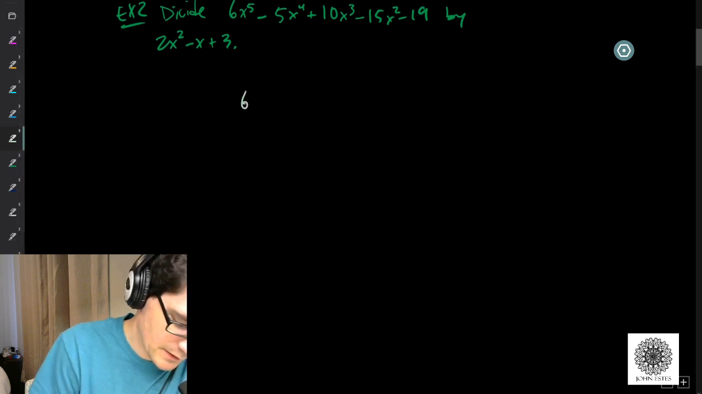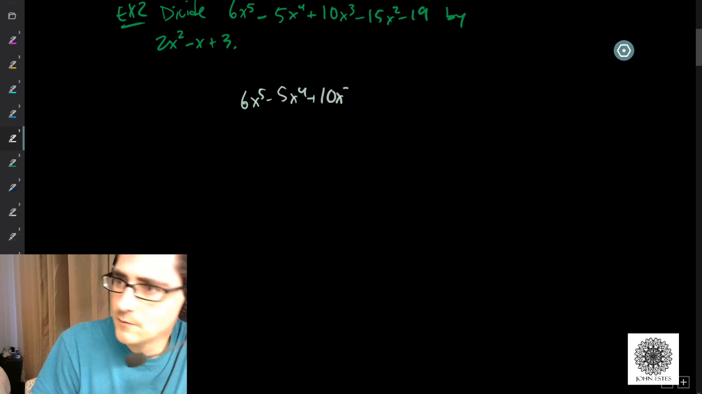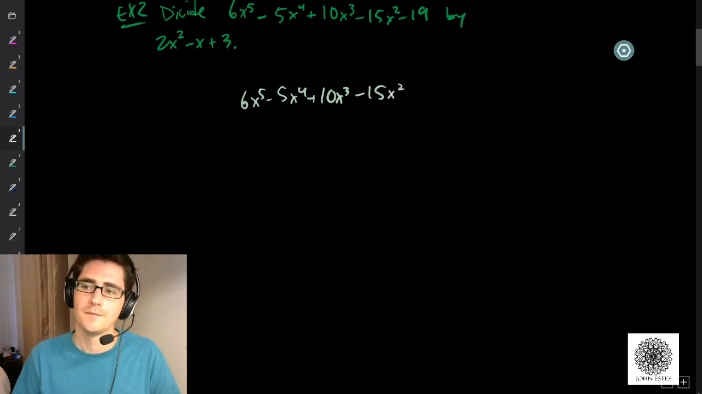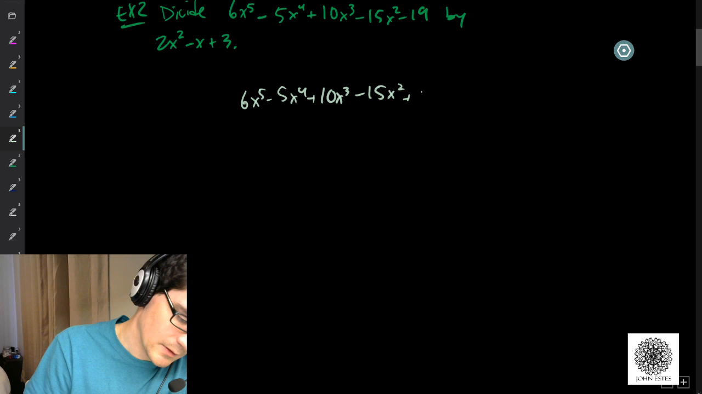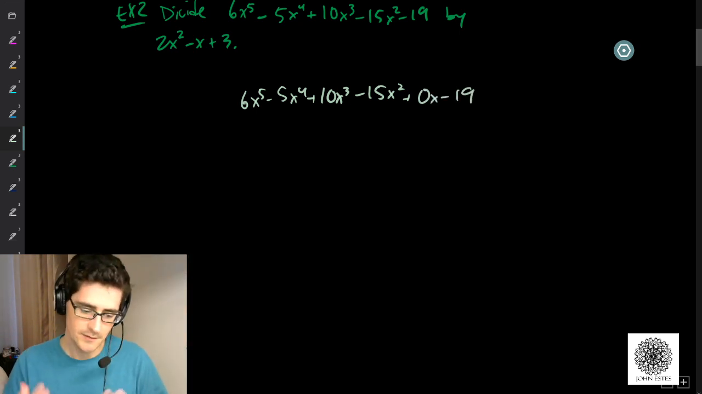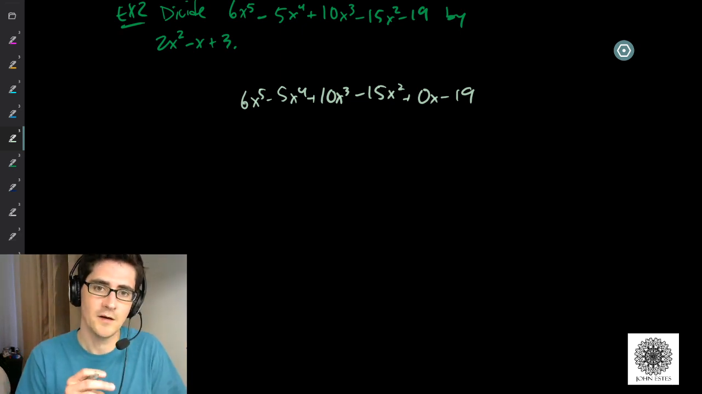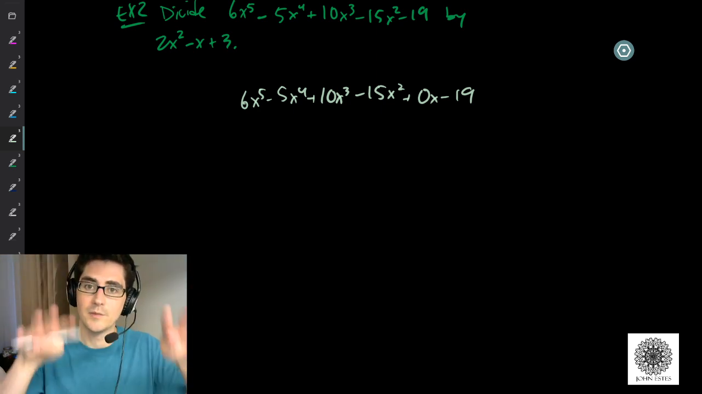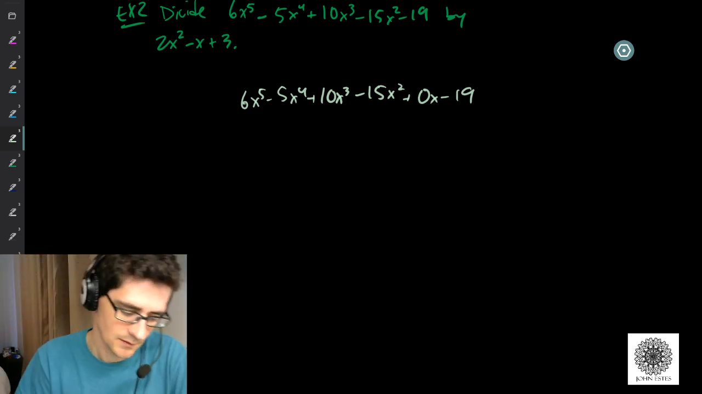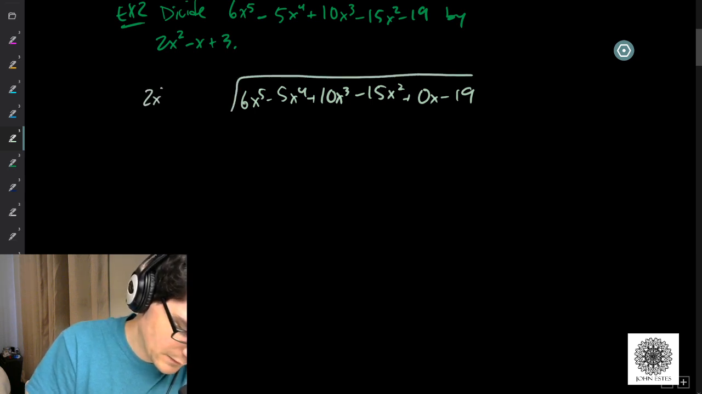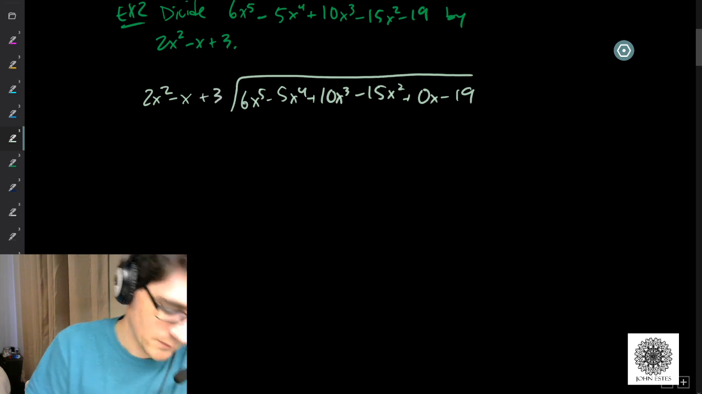So first we're going to write it 6x to the 5th minus 5x to the 4th plus 10x cubed minus 15x squared. I don't have an x term. There's no x term. So I'm going to put it in because it's going to help me keep my work in order. So I'm going to put in 0x minus 19. And again, I did that because it's going to help me keep my work lined up appropriately, kind of like columns. All right. And I'm dividing by 2x squared minus x plus 3.